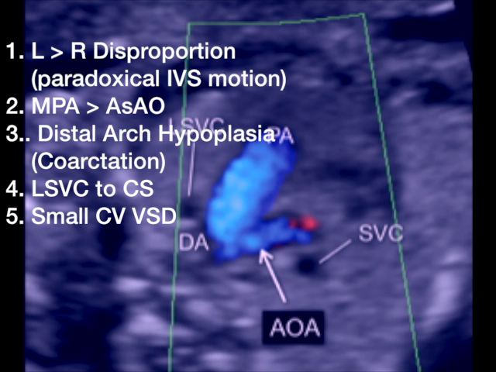So our findings are disproportion. We found a small VSD. We found a coarctation, and we found a left SVC. Thank you.